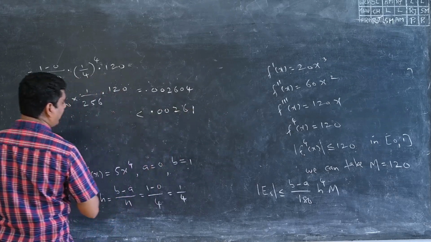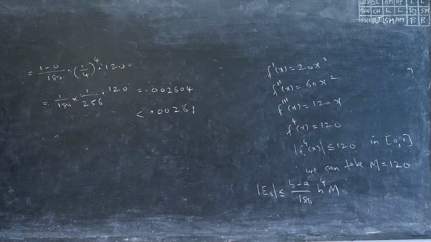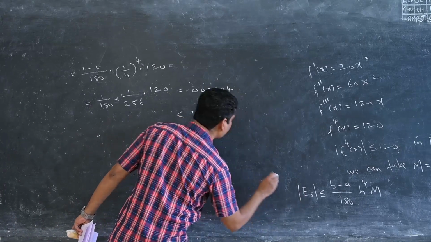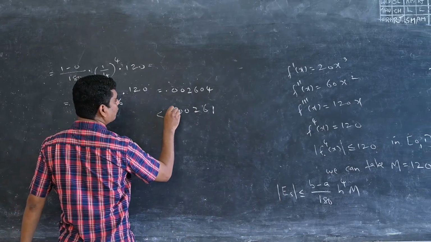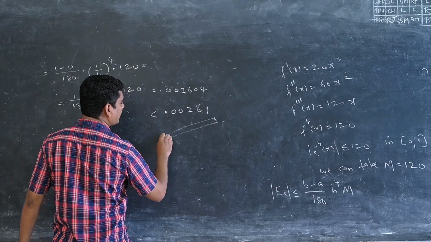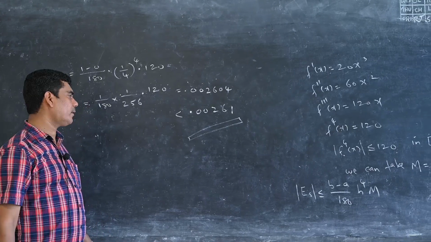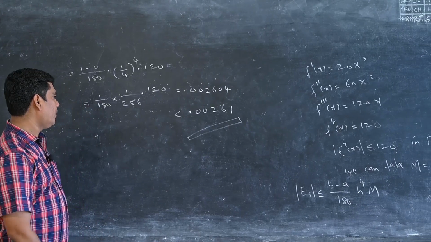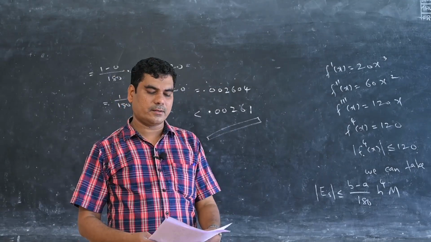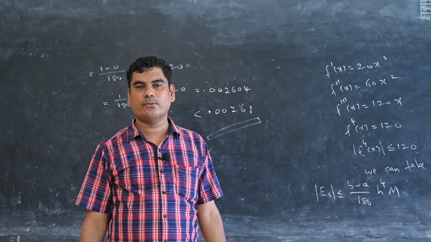So we can take the upper bound for the magnitude of error for Simpson's rule: |E_S| is less than or equal to 0.00261. So 0.00261 is an upper bound for the magnitude of error for Simpson's rule. With this example, the fourth module is now finished.